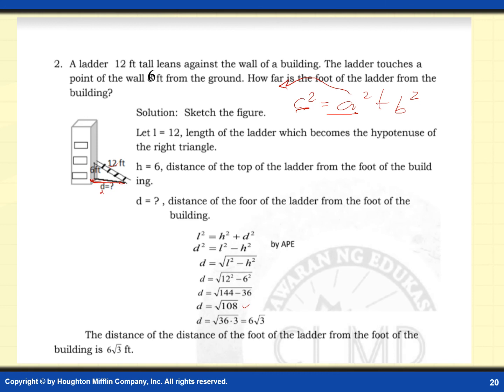You need to think for the possible factor of 108, that one factor should be a perfect square number. So, 36 times 3. And then, kunin mo po yung square root ng 36. That is 6 square root of 3. Therefore, the distance of the foot of the ladder from the foot of the building is 6 square root of 3 feet. Gaano kalayo daw po yung foot ng ladder sa building? Yan ay 6 square root of 3.